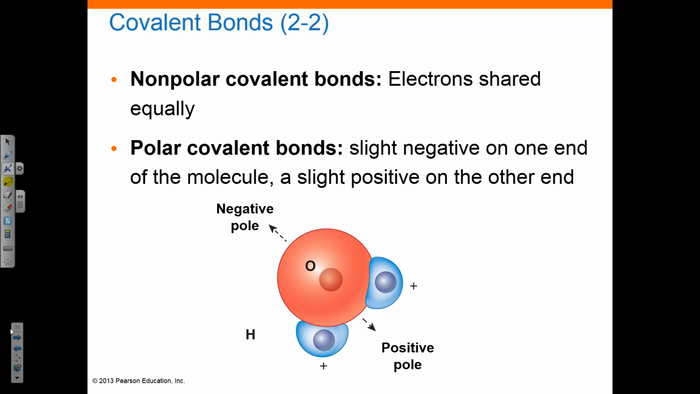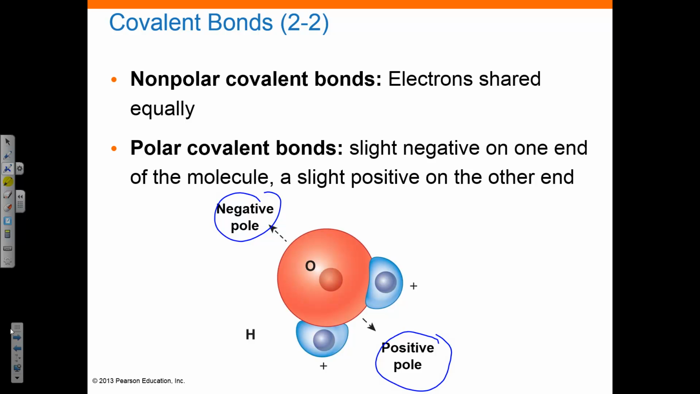This causes a slight negative charge to form by the oxygen and a slight positive charge to form on the end of the molecule where the hydrogens are located, resulting in what is known as a polar molecule. A polar molecule is a molecule where there is a slightly negative and a slightly positive end. In this case, the covalent bond formed by the sharing of the electrons is known as a polar covalent bond. If the electrons are shared equally between the atoms, no partial charges will form and the bond is known as a nonpolar covalent bond.